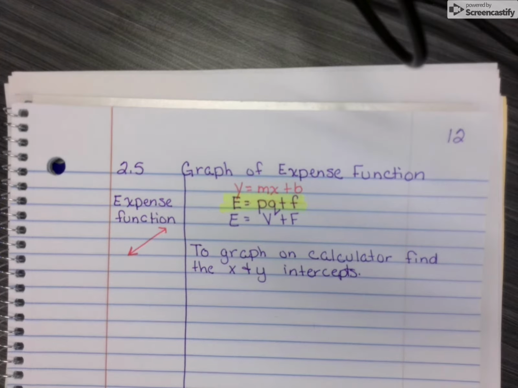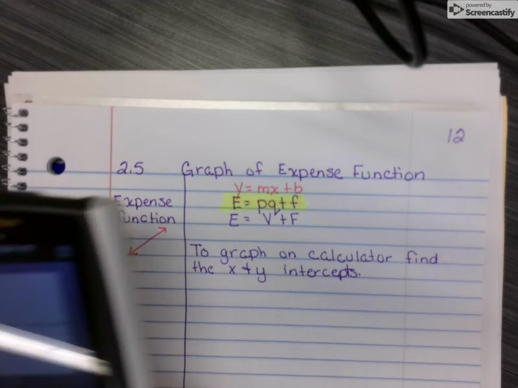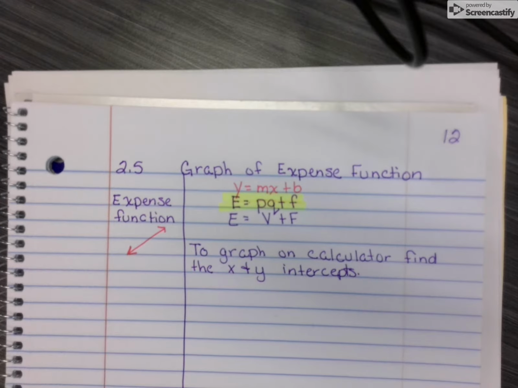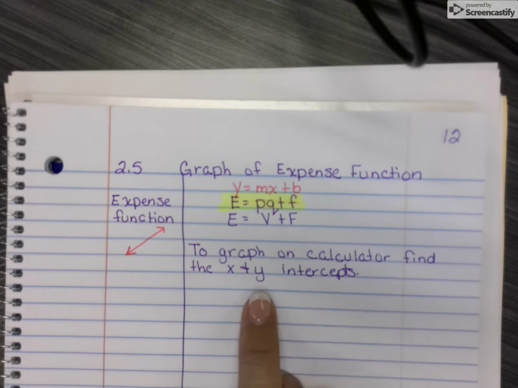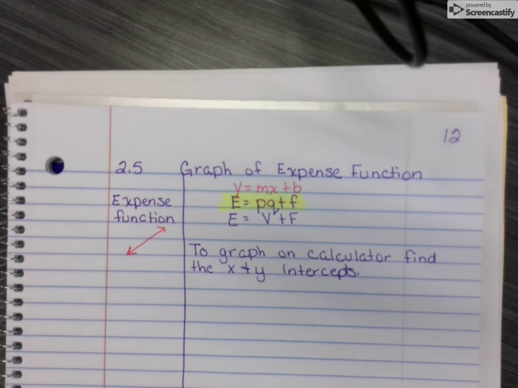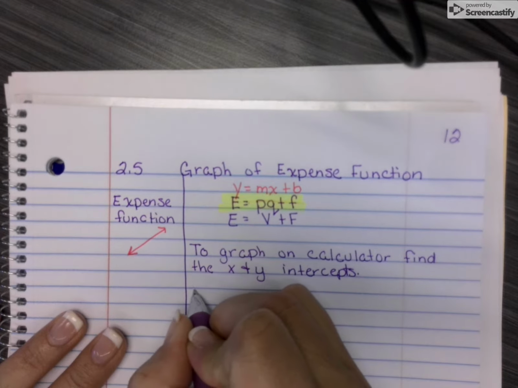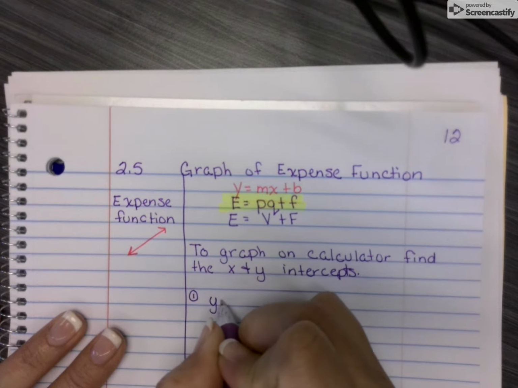And the reason for that is if you turn on your calculator to graph, your window is just 10 by 10. So it goes 10 to the right, 10 to the left, 10 up, 10 down. But as you can see in these formulas, the numbers are ginormous, so you're not going to see the line on there. So we need to find the X and Y intercepts so that we can move the graph so that we can see it.